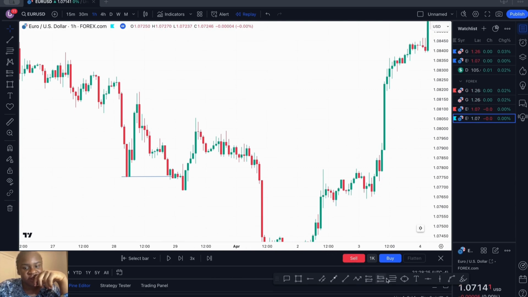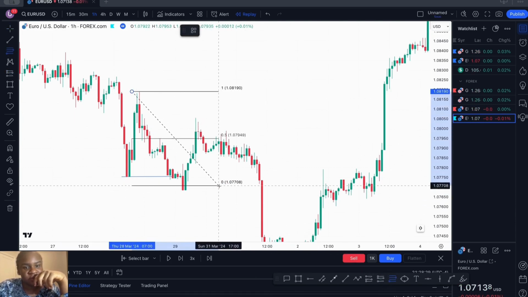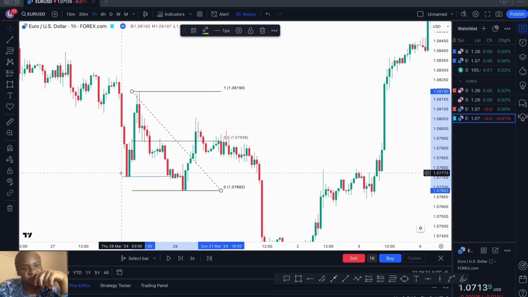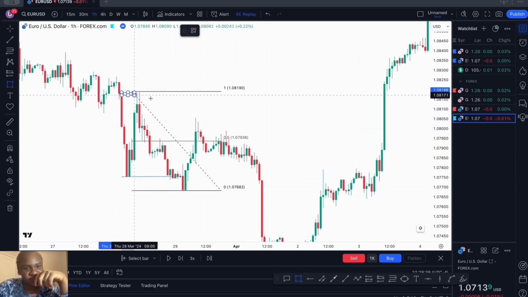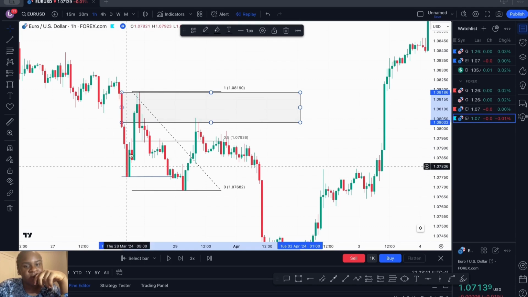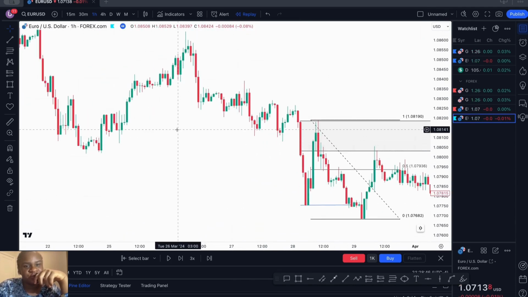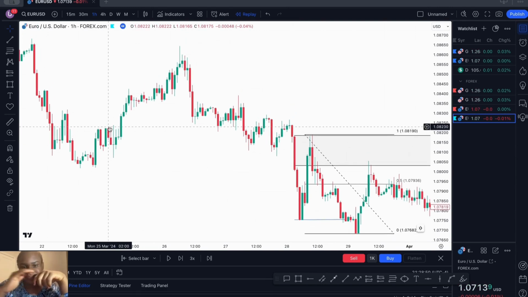If I use my Fibonacci from the high to the low, the rules again: is there a fair value gap? No. Is there a liquidity void? No. Is there an order block? Yes. And what happened? Market came in and reacted there. It's just rules. Just learn the rules and your trading will change entirely.